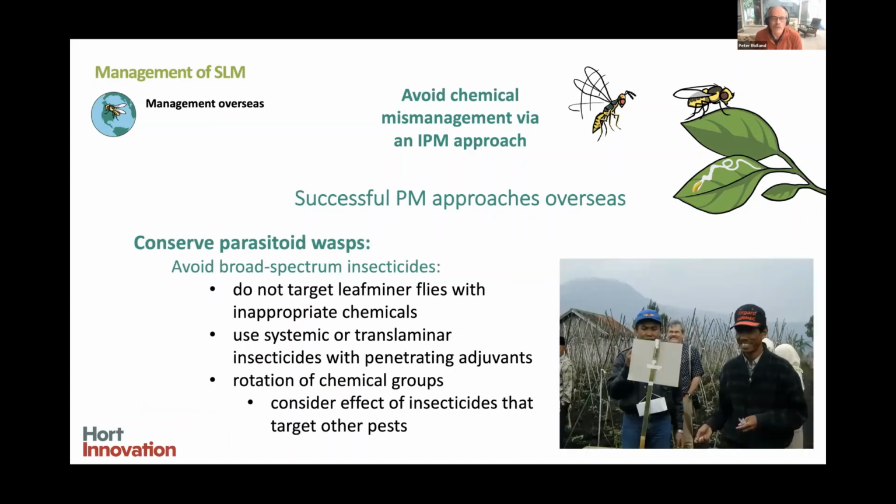Avoiding broad-spectrum insecticides is super important. Rowan's gone through it: systemic and translaminar. Make sure you have the right adjuvants. Rotating chemical groups is important, and you really have to consider the effect of other insecticides that target other pests.